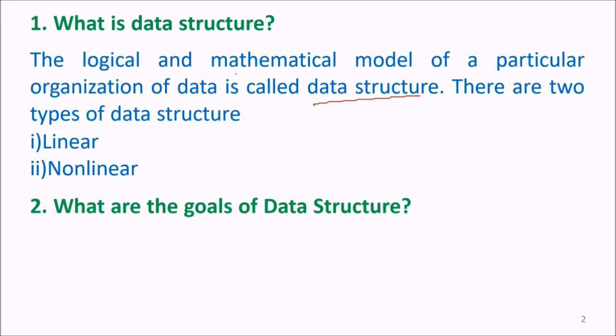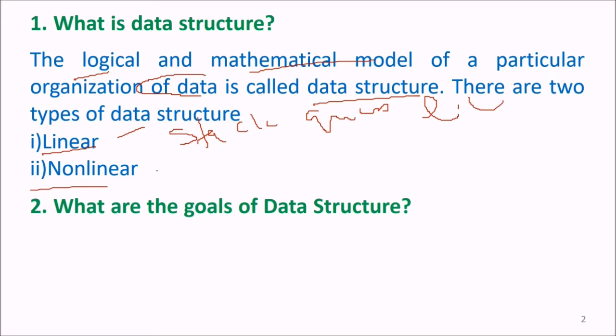Again, the data structure is the logical and mathematical model of a particular organization. If the data is organized in a certain way, how they are logically or mathematically modeled, this is the data structure. There are two types of data structure. One is linear data structure, the other is non-linear data structure. In linear data structure, you will find stacks and queues, and also linked list. In non-linear, you will find graph and trees, etc.